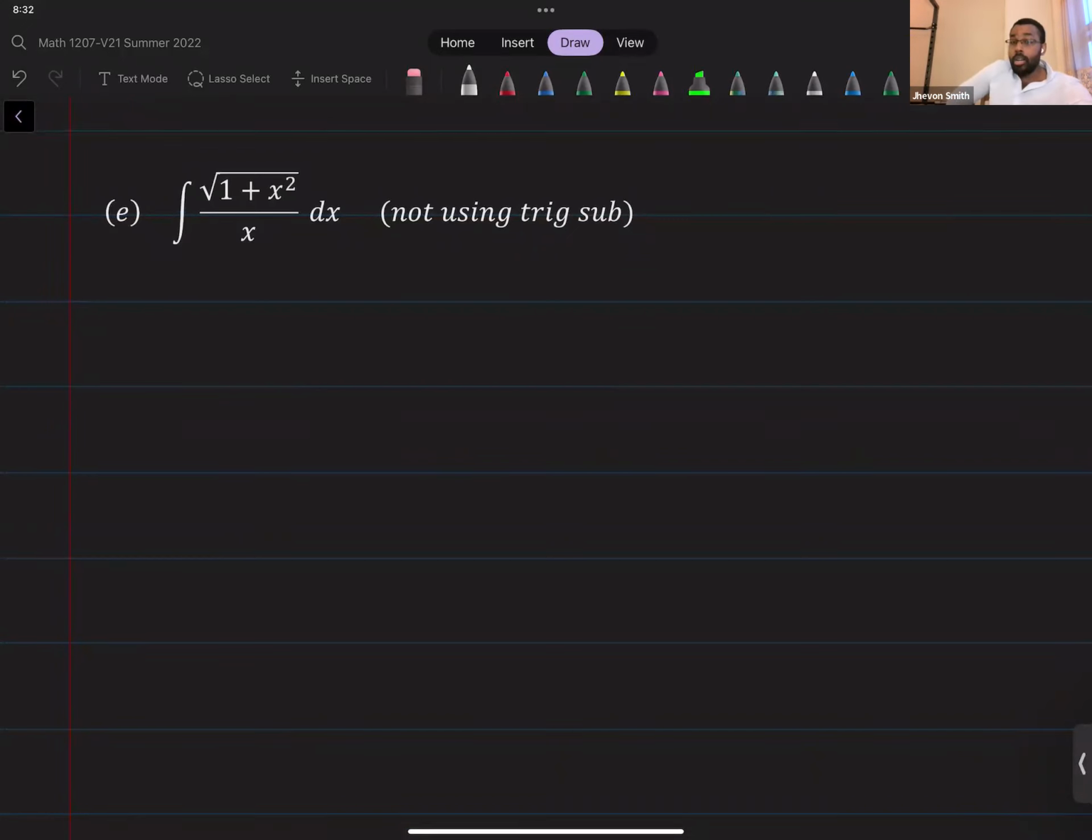So I specified not using trig sub here because I believe we did do a problem like this using trig sub. In fact, I think this was one of the examples that we did with trig sub, but I specifically want you to try to avoid it in this case.